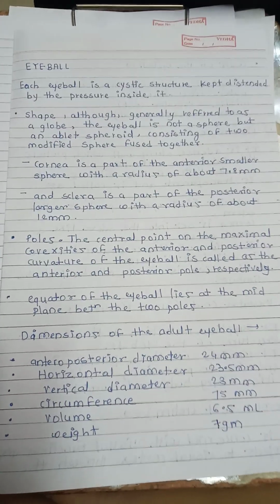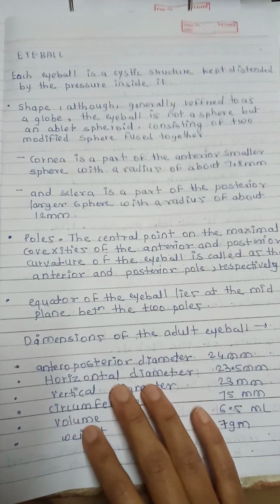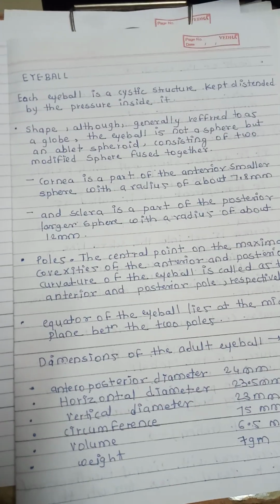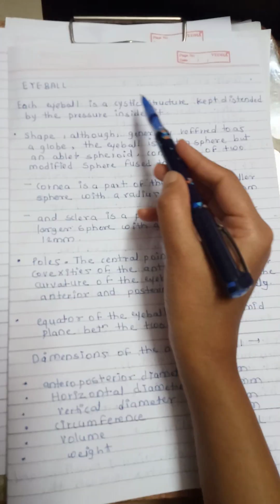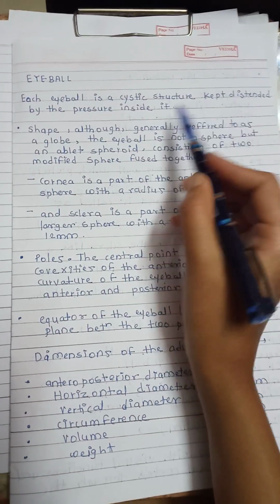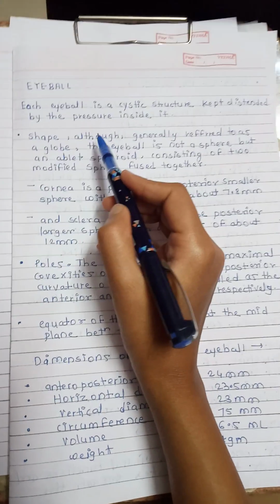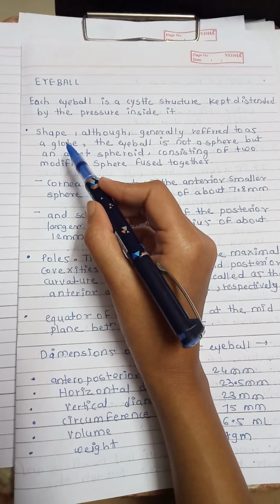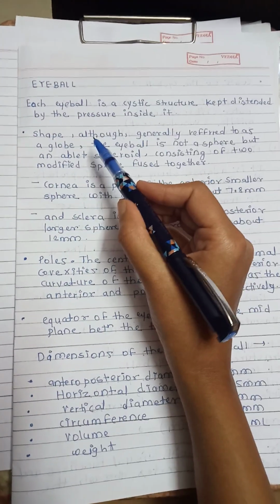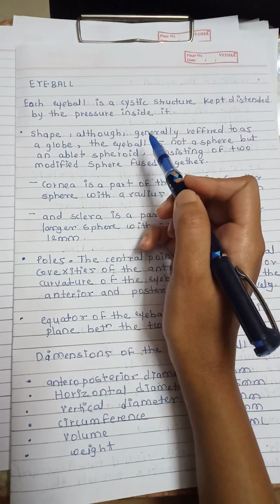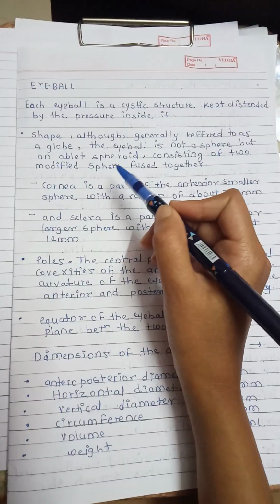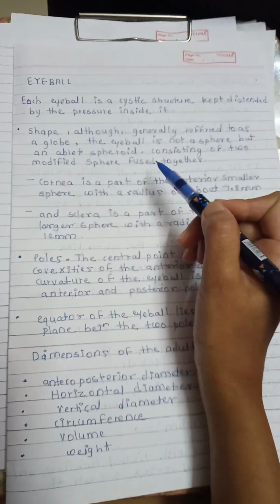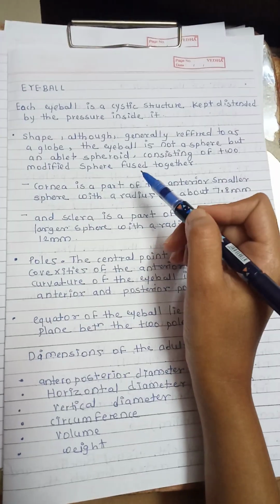So we are going to talk about the anatomy of the eyeball. First, each eyeball is a cystic structure kept distended by the pressure inside it. It has a shape, generally referred to as a globe. The eyeball is not a sphere, but an oblate spheroid consisting of two modified spheres fused together.